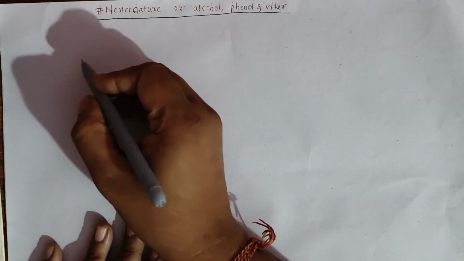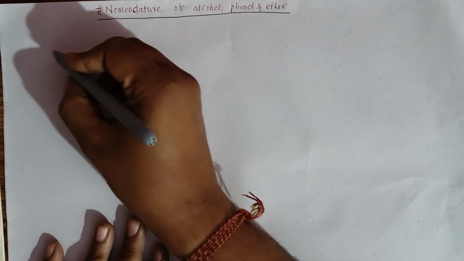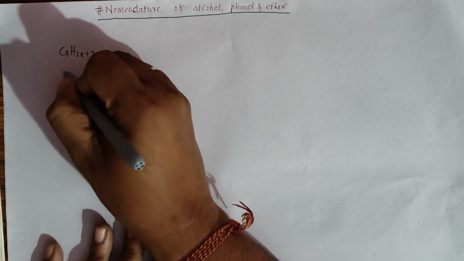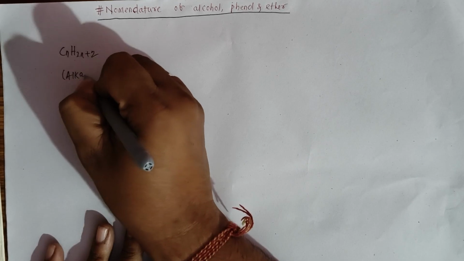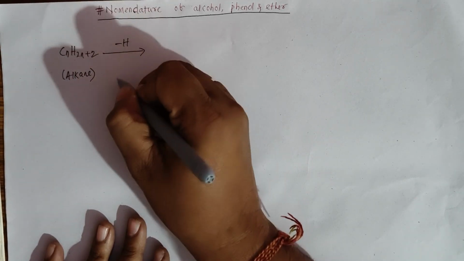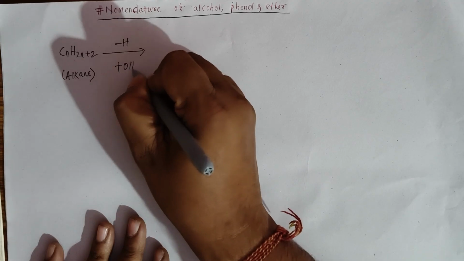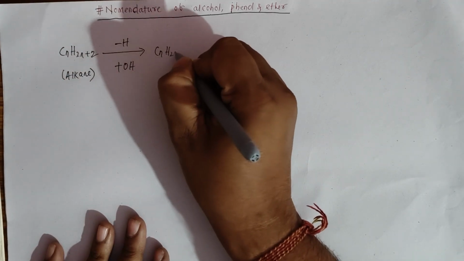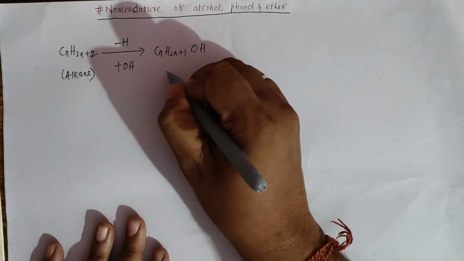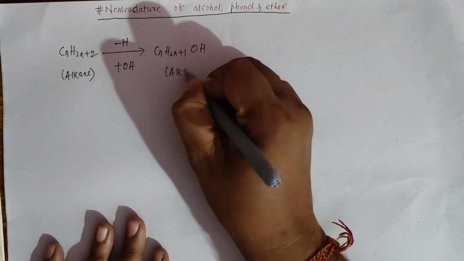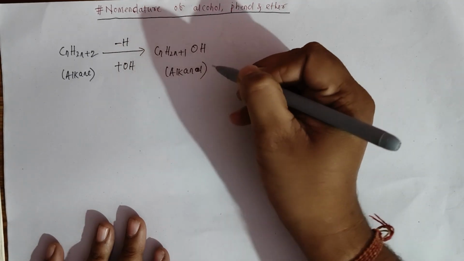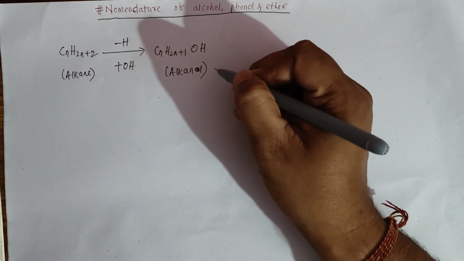Very simple. First of all, let us take CnH2n+2. We all know that this is our alkane. By replacing a hydrogen atom with OH, we will get CnH2n+1OH. That means alcohol. This is called alkanol. Commonly, alcohols are called alkanol.